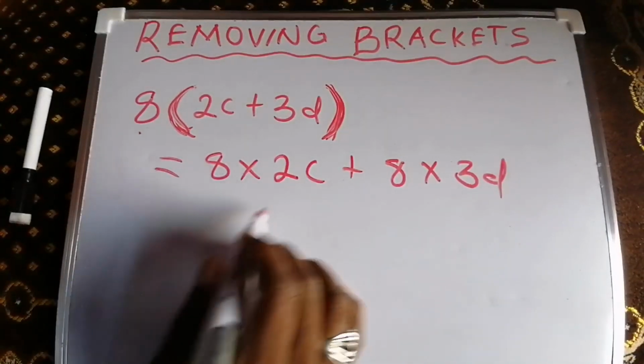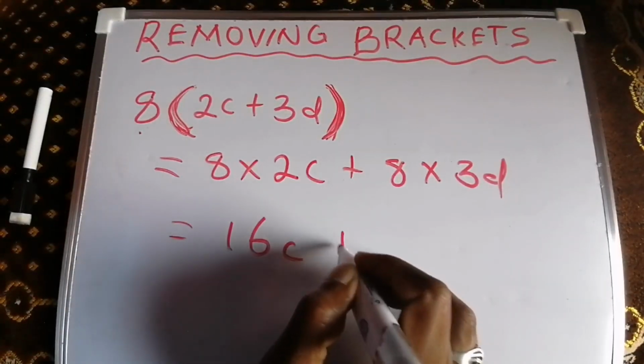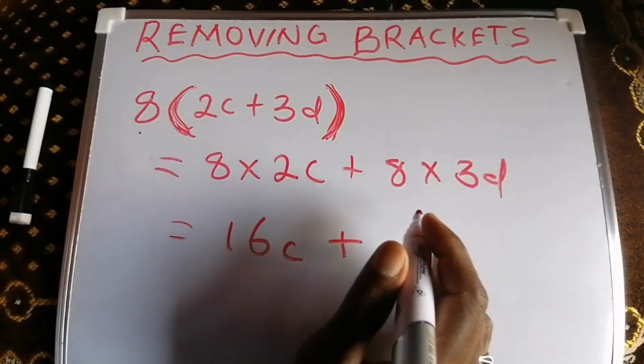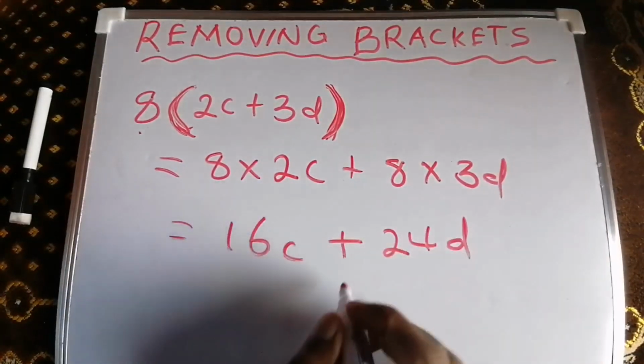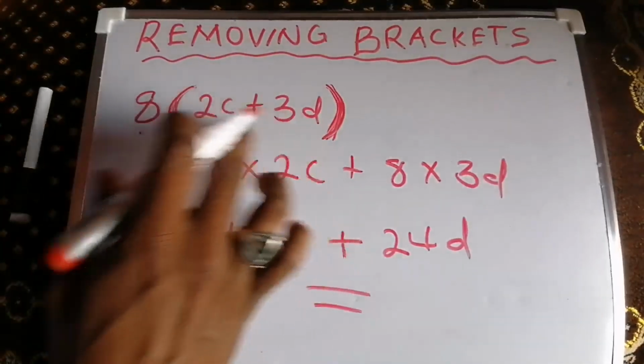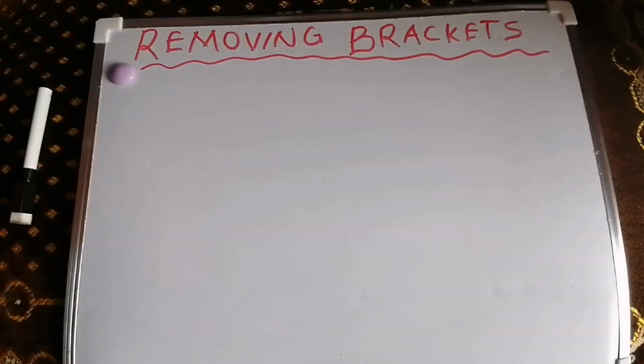So 8 times 2c equals to 16c. Our plus sign, we bring it down. Then 8 times 3d equals to 24d. So we have removed our two brackets here. That is our final answer, 16c plus 24d.